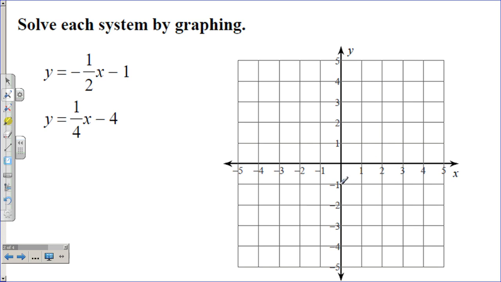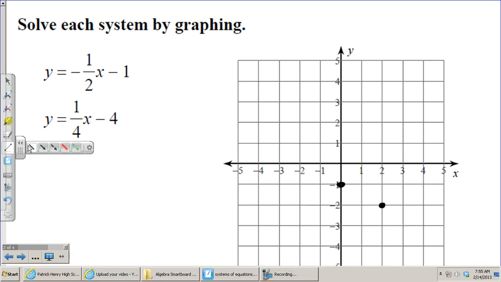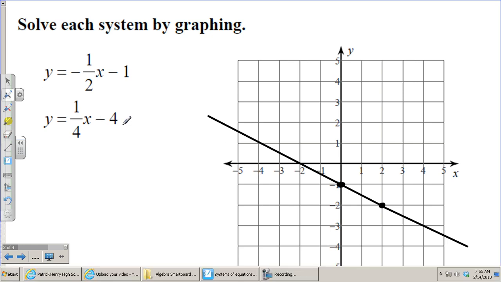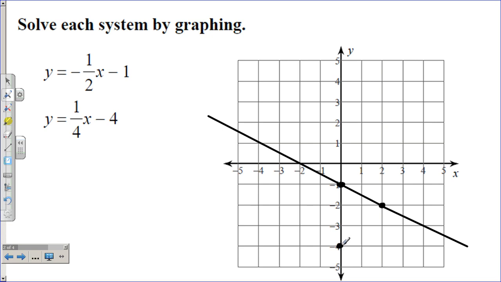This first line crosses at -1. Right here, it crosses. My slope is negative, so I'm going to go down 1, right 2. Down 1, right 2. Okay, that's this line. So if I come through there, and I'll kind of do it this way so it'll be more precise. It comes this way. Okay, this one crosses at -4 here, and the slope is 1 over 4, up 1, right 4. Up 1, right 1, 2, 3, 4.